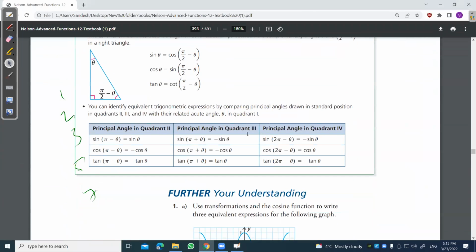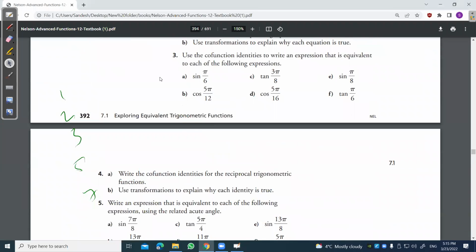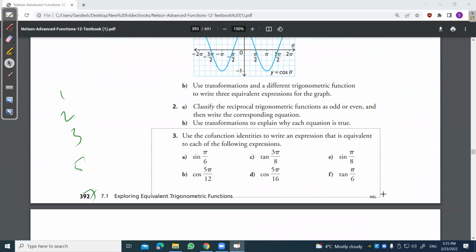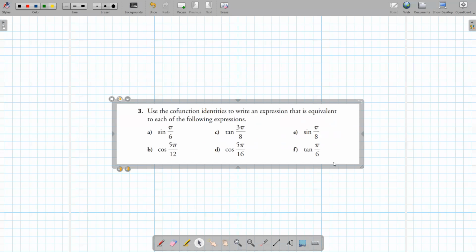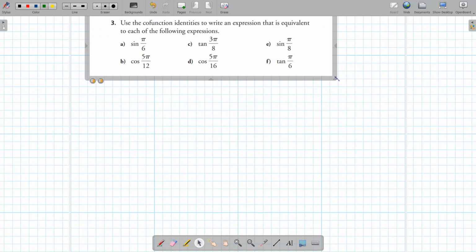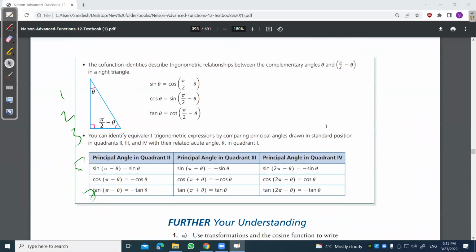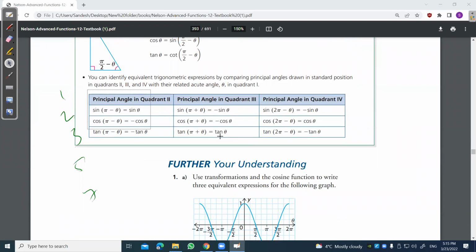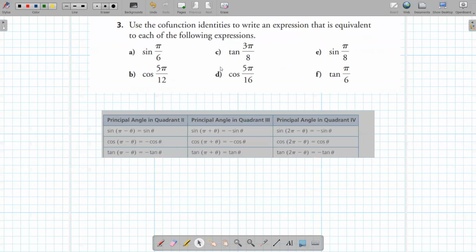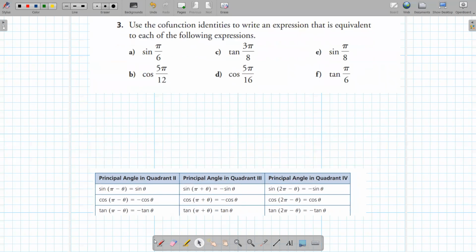What in the world is this? It doesn't matter. We'll figure it out. Use the cofunction identities to write an expression that is equivalent to each of these. So I think for this one, we're supposed to use this chart. Right, sine of pi over 6. We need something that's equivalent to that.